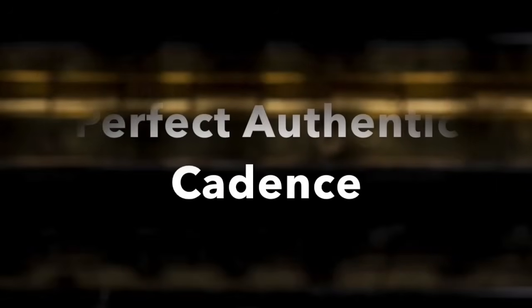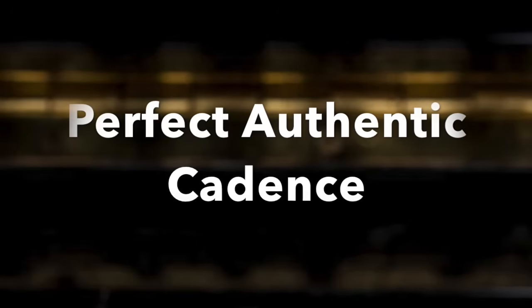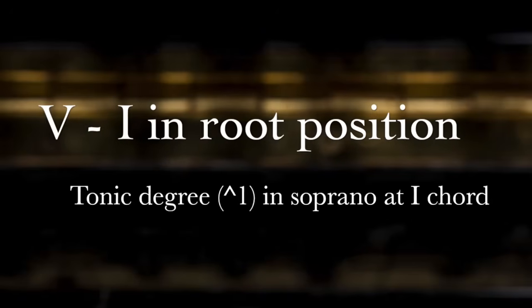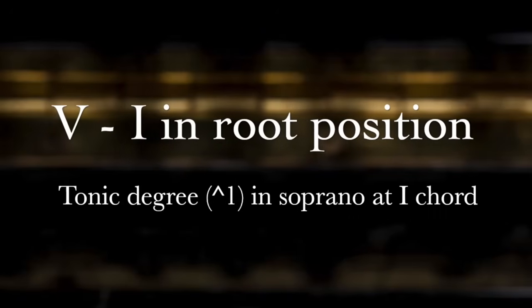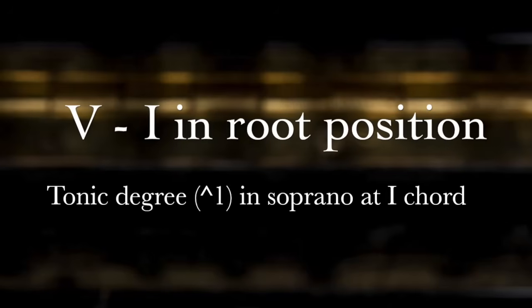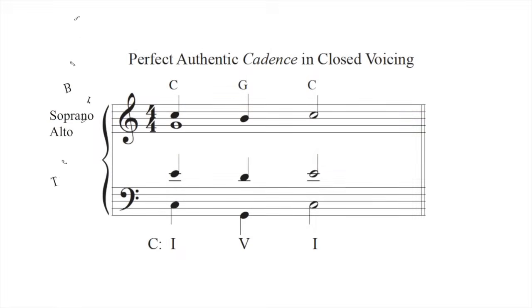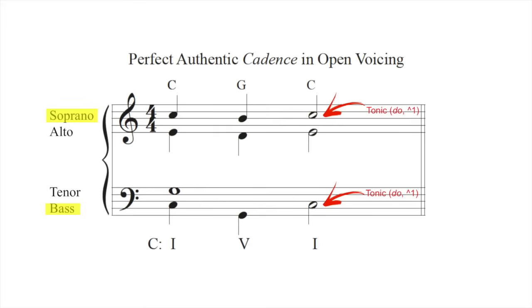The most conclusive authentic cadence is called perfect authentic, meaning that the dominant and tonic chords which end the phrase are in root position, and the soprano voice sounds the tonic degree at the final tonic chord. With the tonic degree do in the outer voices, that is soprano and bass, the most aurally discernible voices, the cadence possesses a feeling of stability, finality, and closure, and is like a musical exclamation mark.